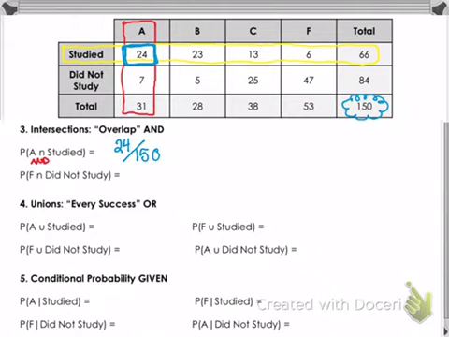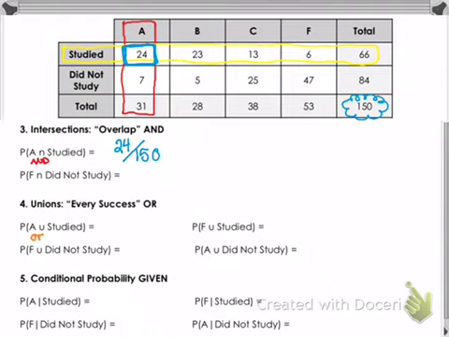So again, our intersection is our overlap. It's where those columns and rows overlap. It's just that little number that happens at the exact same time. Versus a union. So look at part 4 here. A union's a little bit trickier. So a union is OR, and a union includes a whole lot more than an intersection. An intersection is always a much smaller number than a union.